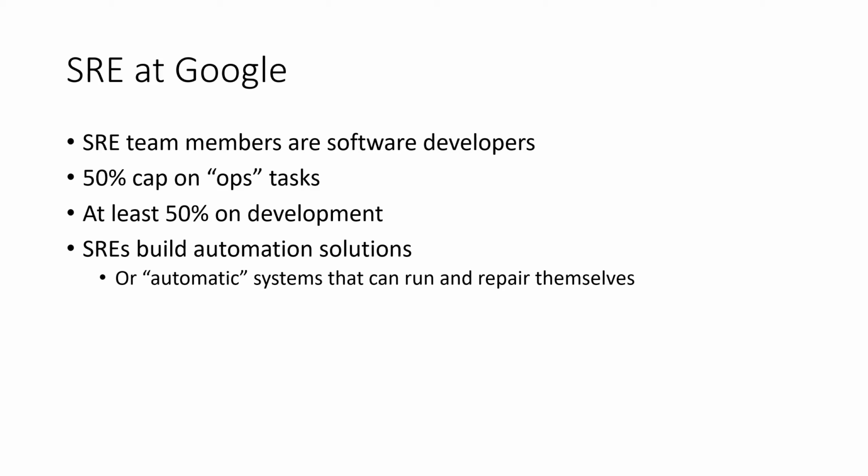And the distinction between automation and automatic is that the automatic system can run and repair themselves. Like it can auto roll out updates, and if something goes wrong, it can roll back and keep working all the time. So SREs have this focus on building new solutions so that the management of the infrastructure is automated.